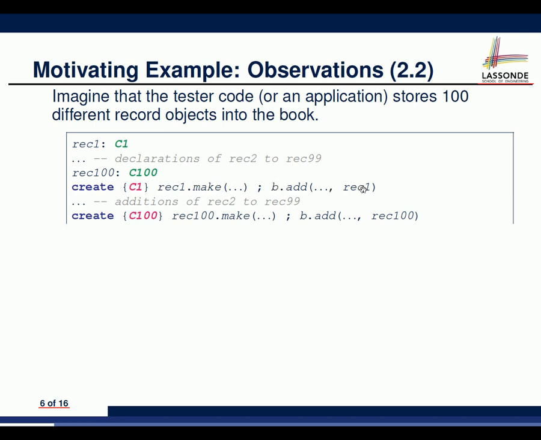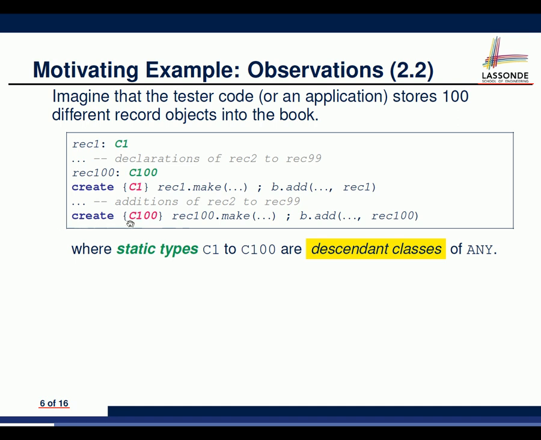Now, what we want to do is, I forgot one detail. You can see, for example, when we create the very first object of dynamic type C1, we add it into the book. And then we do the same thing up to C100. That means at the end of this fragment of code, the size of the book is 100. And the dynamic type for each one of them is simply different. Static type is just ANY. Now, what's the problem over here?